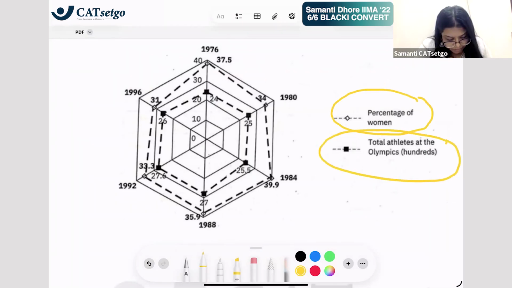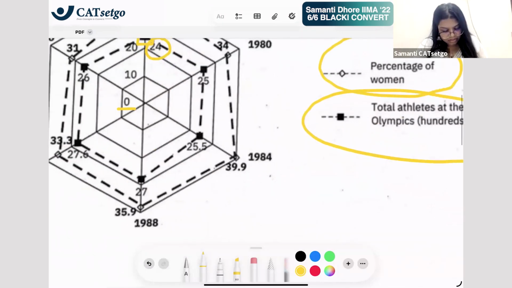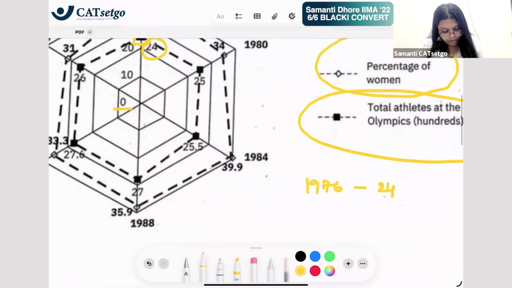So if you look here, how do you read this? You read this कि 90 कहाँ से स्टार्ट हो रहा है? 1976 से स्टार्ट हो रहा है. 4 साल के बाद आता है ओलंपिक्स, तो उस हिसाब से दिया हुआ है. So in 1976, how many total people were there? 24, right? See this: this is 0, this is 10, this is 20, this is 30, this is 40. That is what they are trying to tell you. So don't confuse with the 20 here. They are saying 24. So in 1976, we had 2400, in hundreds. So we had 2400 people in general.